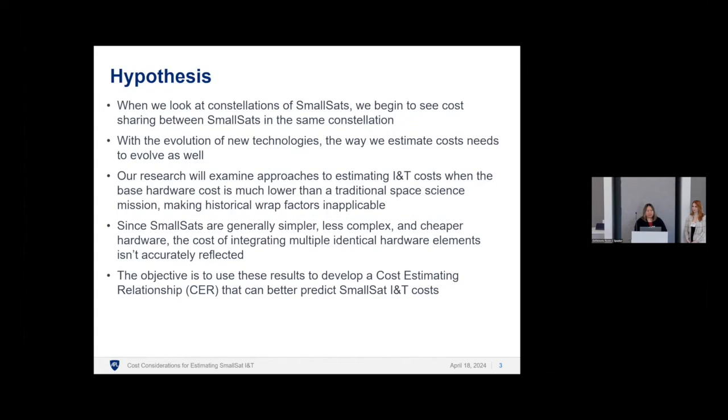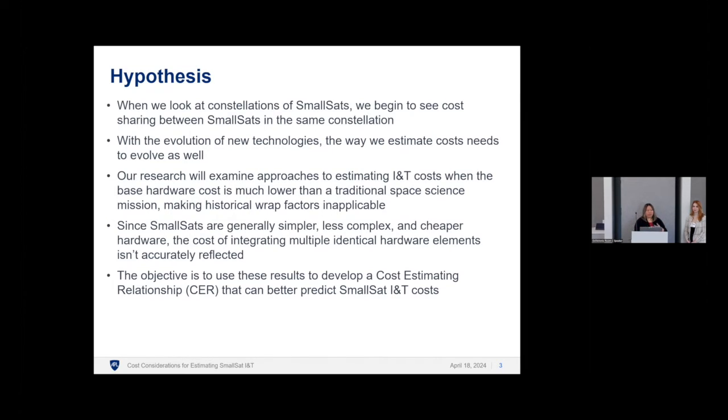When we looked at constellations of small satellites, we saw that there is some cost sharing between small satellites in the same constellation. This isn't surprising. In other words, there's a learning curve, right? If you're building 8 units, you figure a lot of the stuff out with your first unit. Things get easier and easier as you get further along in the assembly line.